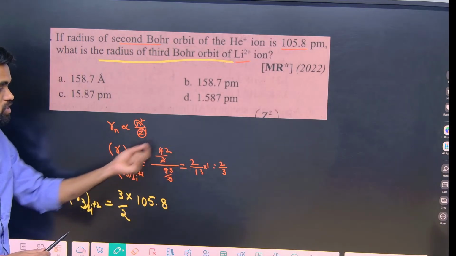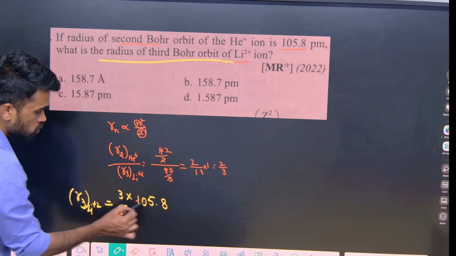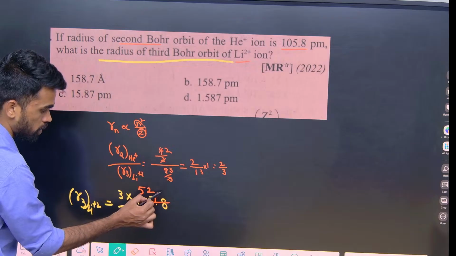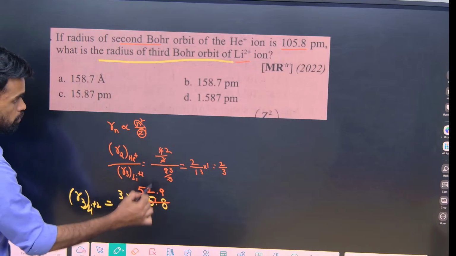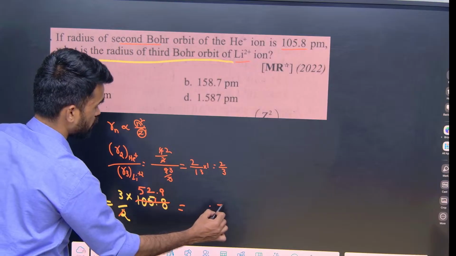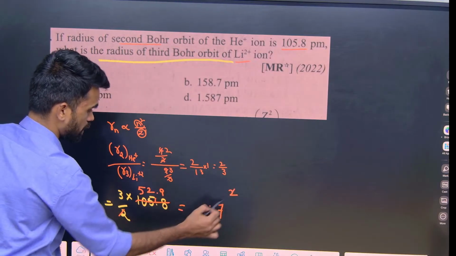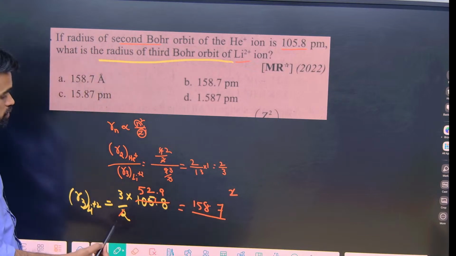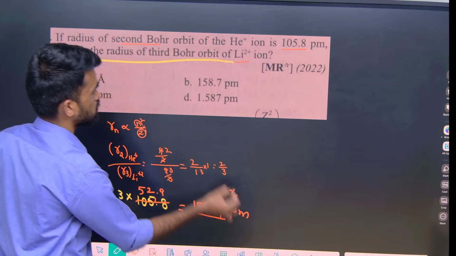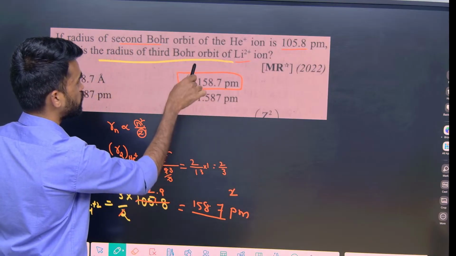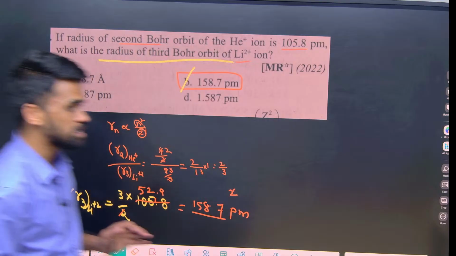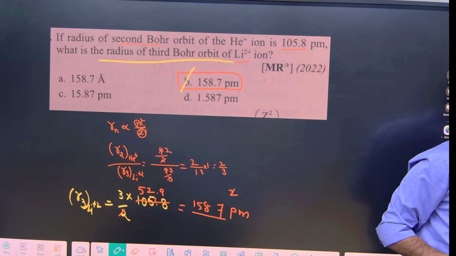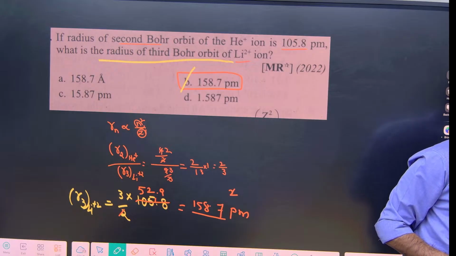So just do the multiplication properly. Upon multiplication we get 158.7, so 158.7 picometers. So option B is the perfect answer for this discussion. Okay guys, is this clear what we did? I hope I mentioned each and every step very clearly.